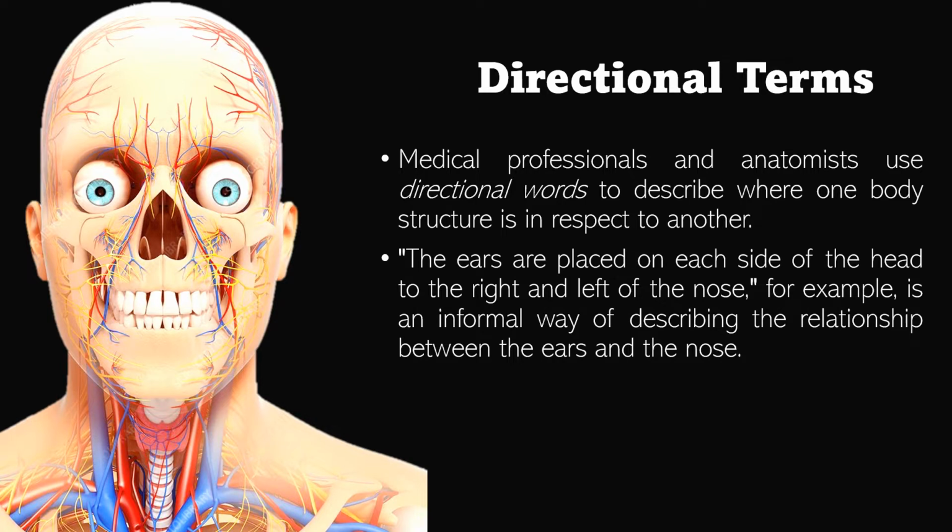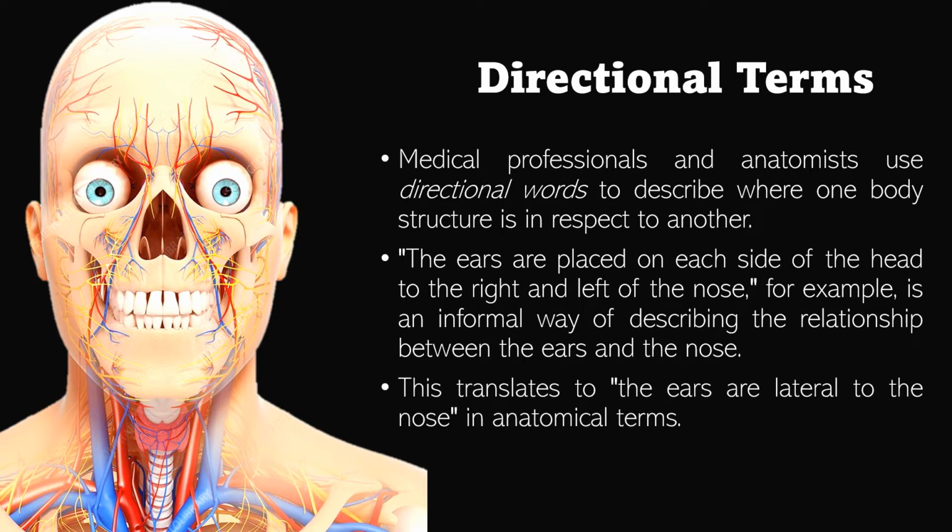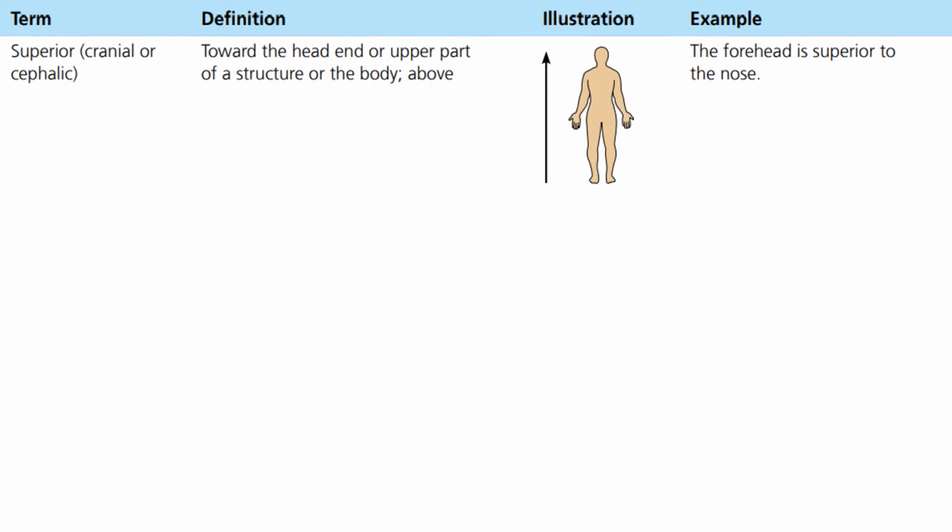in an informal way, we are describing the relationship between the ears and the nose. This can be translated into anatomical terms. Using anatomical terms, we say that the ears are lateral to the nose. Now let's look at other directional terms used in anatomy.